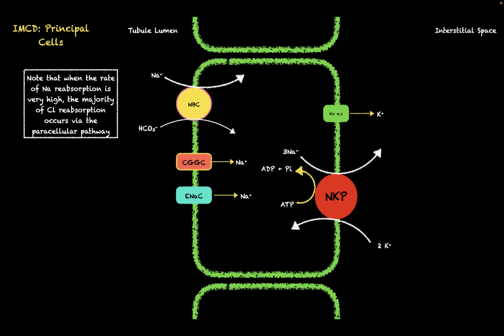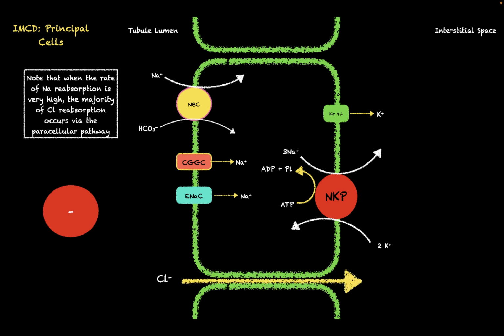Now note that when the rate of sodium reabsorption is very high, the majority of chloride reabsorption in the intermedullary collecting duct will occur through the paracellular pathway. And the reason why is because when you're moving sodiums from the tubule lumen into the cell, negative charge starts to build up in the tubule lumen. As a result, this causes a negative voltage, which therefore allows chloride to move paracellularly into the interstitial space.